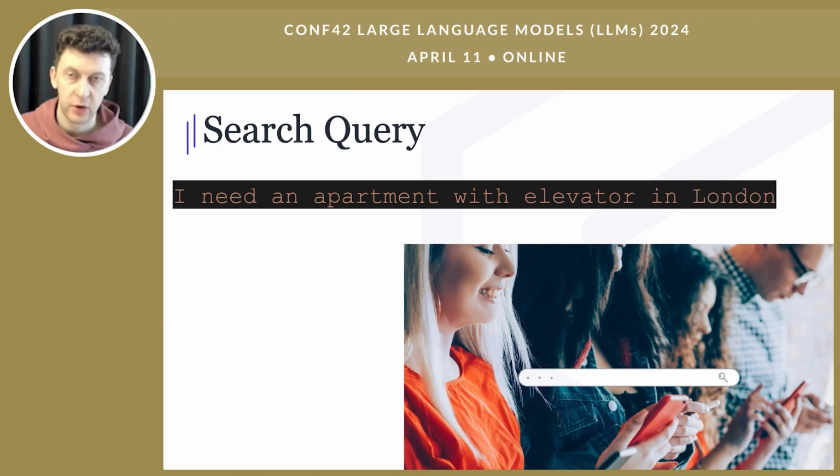Let's think about a concrete business problem you would like to solve. And let's think about a chat which is a travel assistant on a vacation rental website. And let's say the customer comes and asks, I need an apartment in London with elevator. How do we know what the customer is asking for? How do we come up with specific information and use that in the chat?